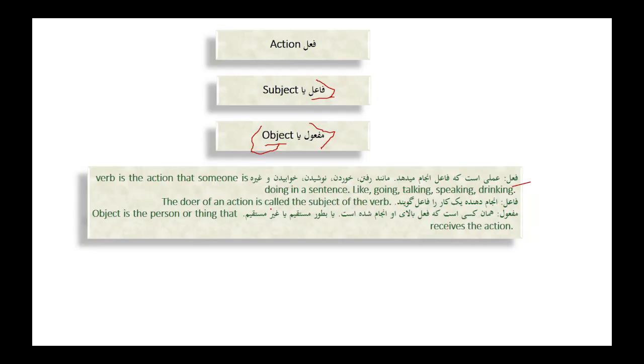The doer of an action is called the subject of the verb. Later on we'll practice all these things in sentence individually as well, okay? Don't worry. Now see who's receiving the action. What is the name of this person?